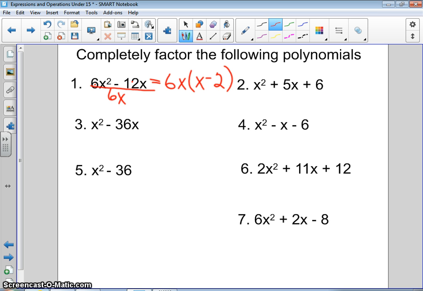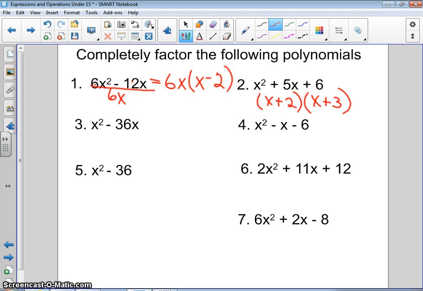We're looking for two numbers that multiply to 6 and add up to 5, and the answers are going to be 2 and 3. So this one factors to x plus 2 times x plus 3. Again, you could multiply those back out doing binomial multiplication, and you'd see that you get x squared plus 5x plus 6. Going on to number 3, we again have a GCF problem.